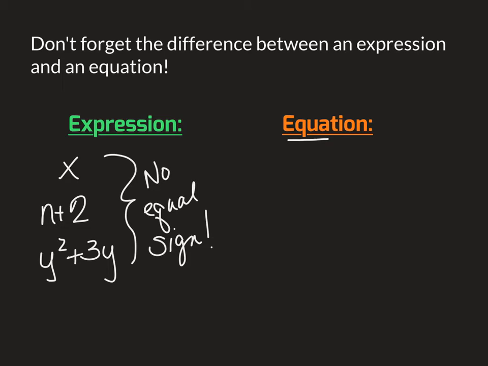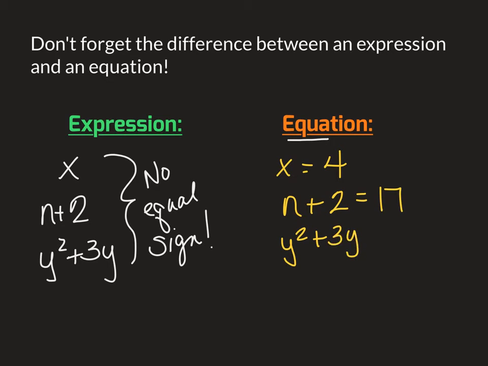Okay, so an equation, of course, would take any one of those and say x equals 4. N plus 2 equals 17. Y squared plus 3y equals 42. Okay? You'll notice that any one of these, x is just by itself. Here we have a variable and a number.